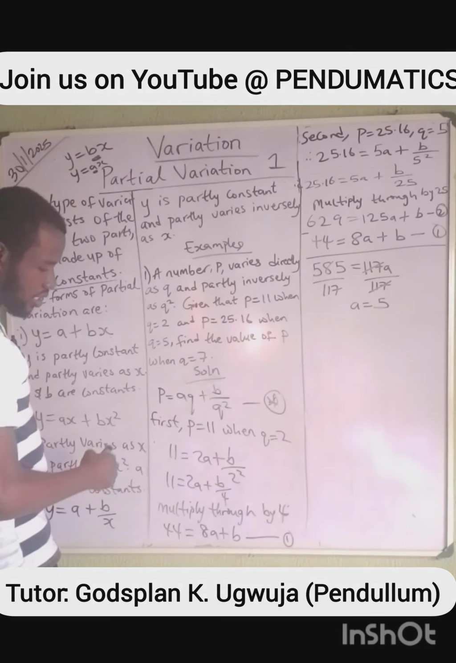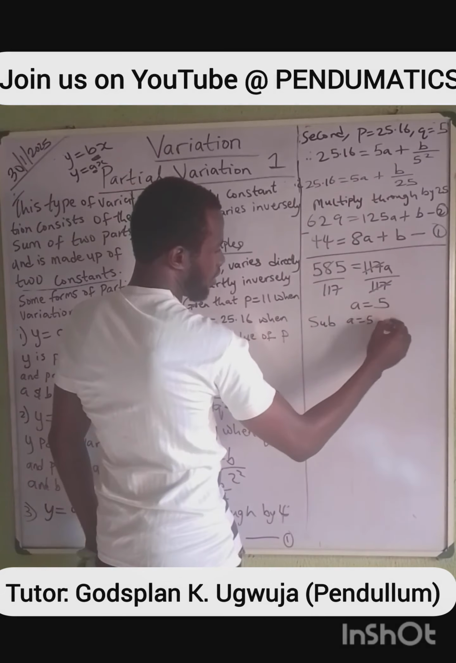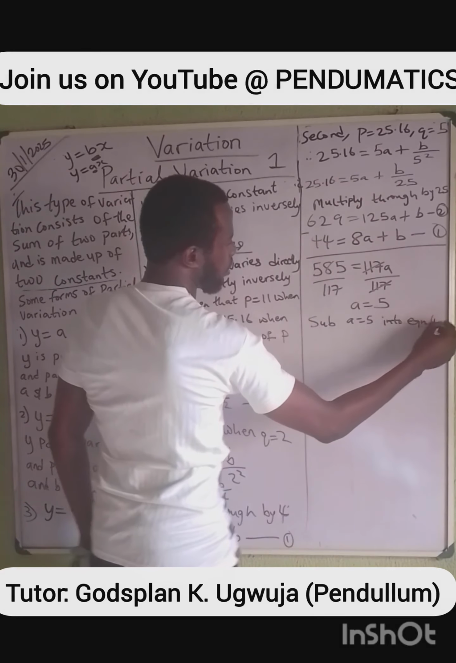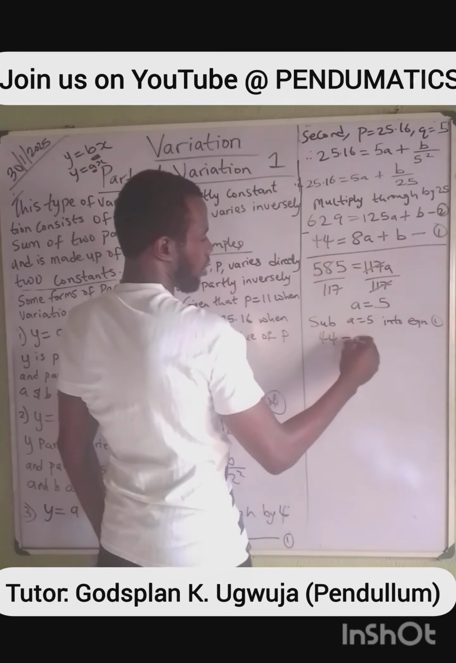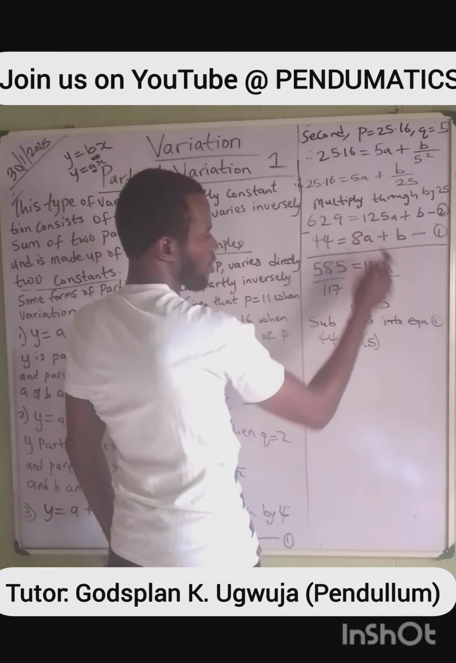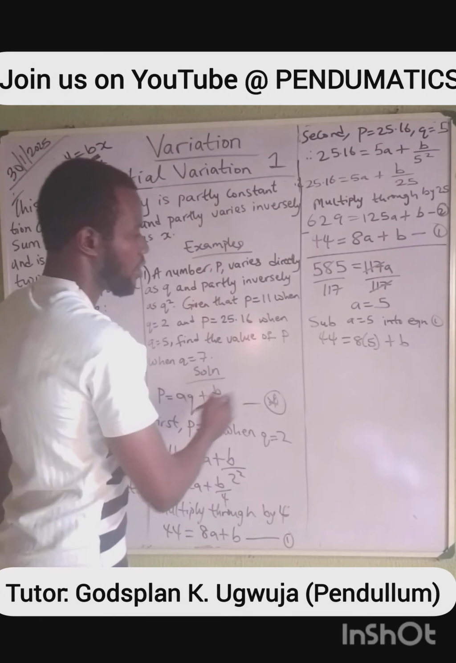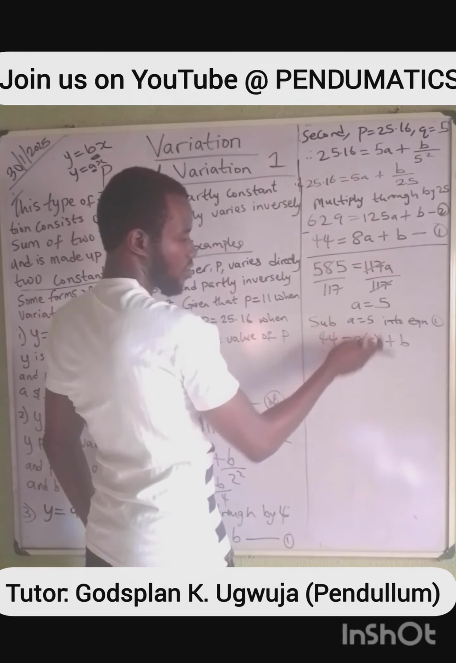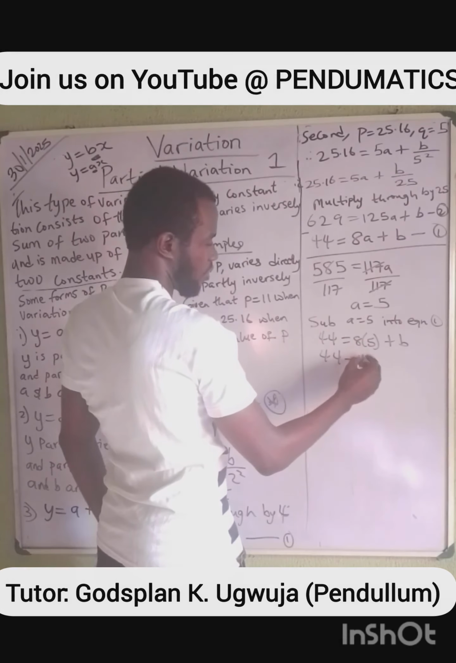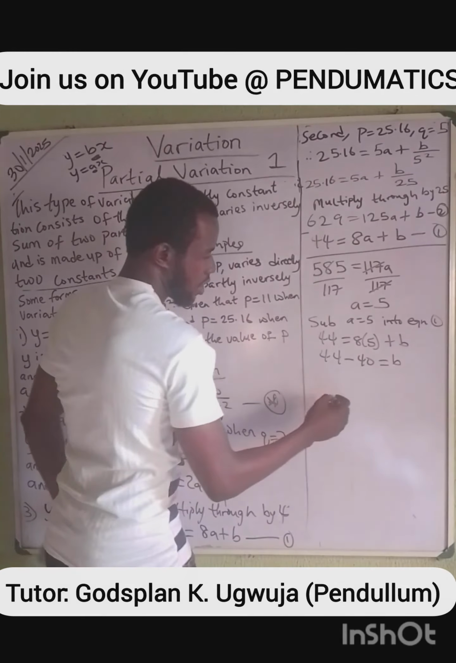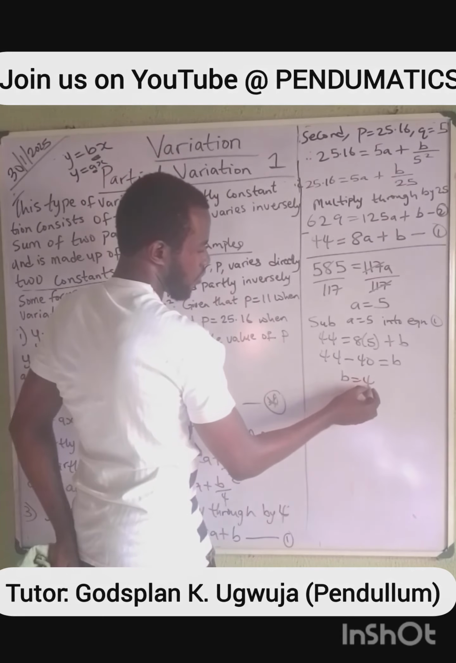Now to find b, I will substitute this a equals 5 into equation 1. Therefore, we have that 44 is equal to 8 times 5, since a is 5, plus b. Now, I'm looking for b. That's why I substituted the value of a here, so that we can find b. So I'll bring this one here, so that only b will be on its own. 44 minus 8 times 5, which is 40, is equal to b. And then 44 minus 40, b is equal to 4. Alright, so we found that a is 5 and b is 4.